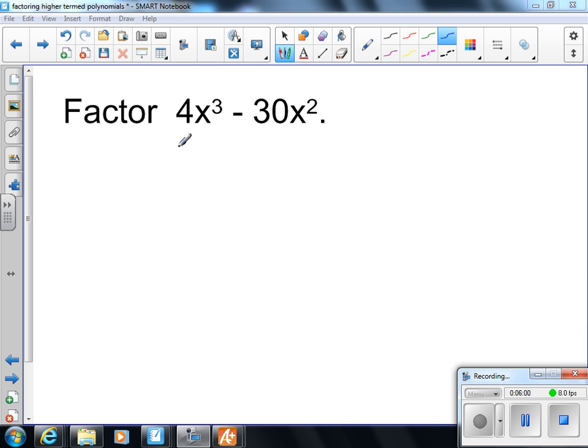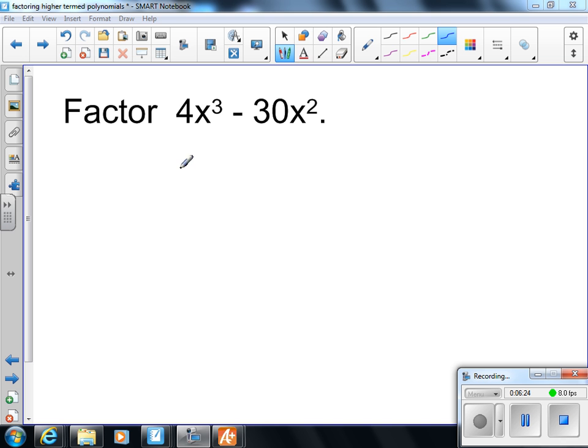Okay, your turn. We're going to factor 4x to the third minus 30x squared. Now, I'm putting them together in a problem. So I have to look at those two terms and say, what can I take out of them? Write that down. When you think you have what their greatest common factor is that I would be taking out, and you write that down, raise your hand, I'll come check you, and then you can check your partner.